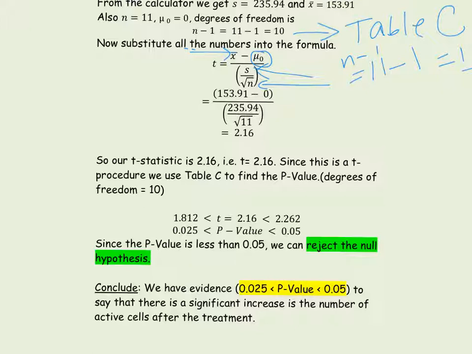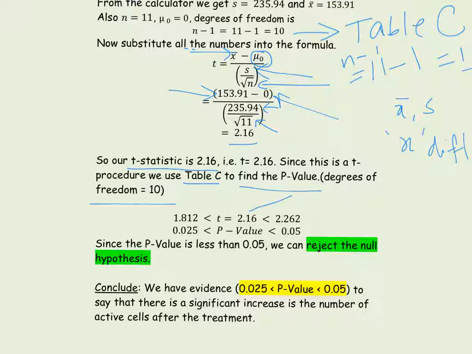Now once we have all the numbers, this is mu naught, this is s, this is n, and this is x bar. And remember that x bar and s come from the new variable x, which is the difference that we have created. So it cannot be a z procedure, it would have to be a t procedure in this case. And our t statistic is 2.16. Now that's not the end of the problem. We need to take our t statistic to the table of the t distribution, which is table C, and find the p-values with degrees of freedom 10.